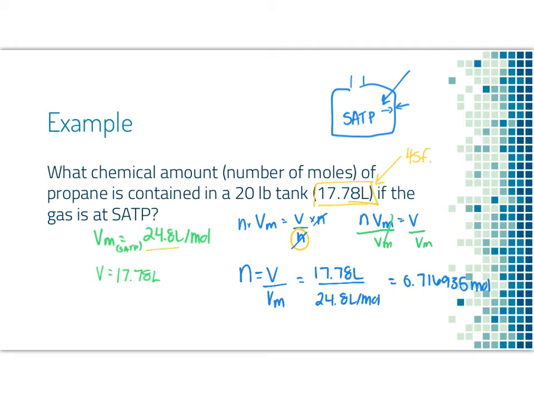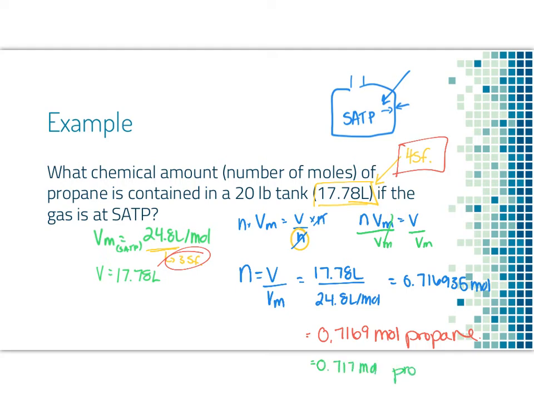The only measured value that we used was this 17.78, which was 4 significant figures. Now, I recognize that our molar volume only has 3 significant figures. I'm sure we could look up a more accurate molar volume if we'd like. So in this case, I would go with the measured quantity in the question for significant digits. So I would round this to 0.7169 moles of propane. However, knowing that this one had 3 significant figures and it was a value we used, I would also accept 0.717 moles of propane. Both would be acceptable for significant figures.